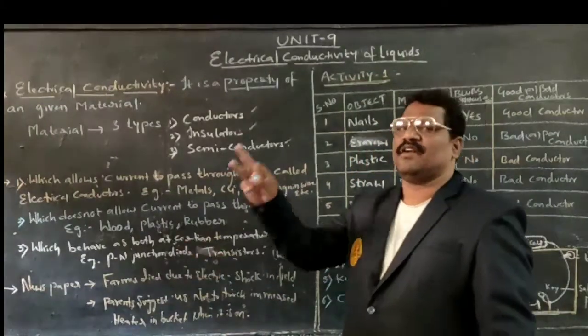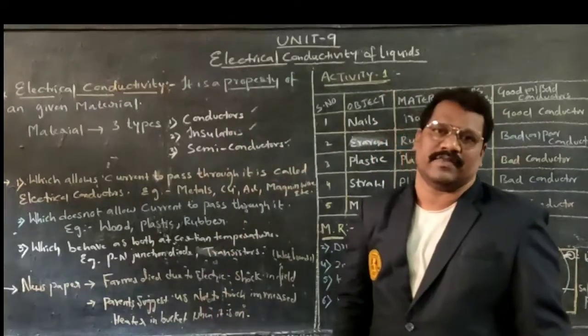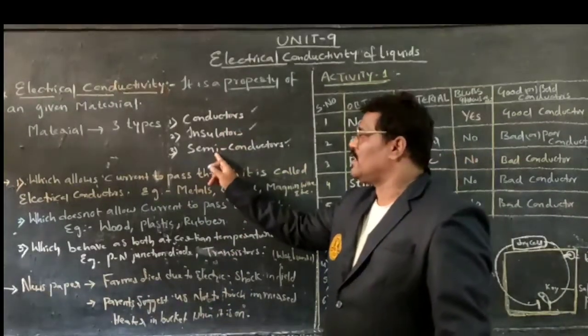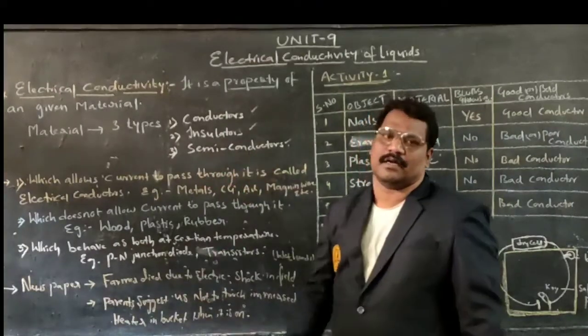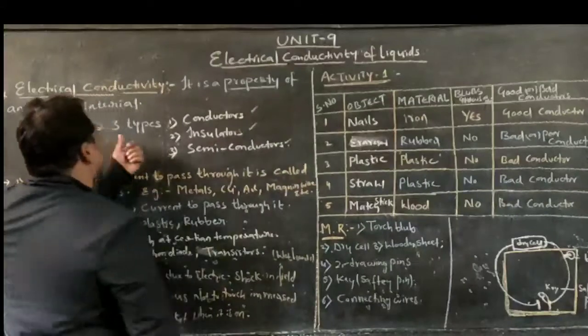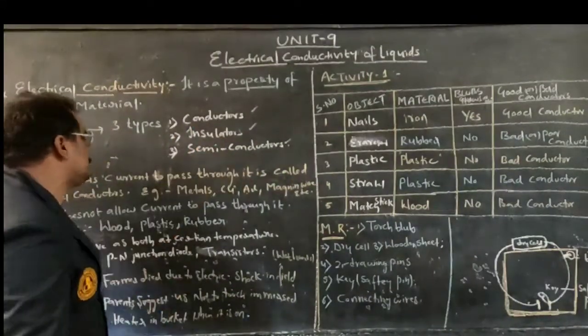Broadly, it can be classified into two ways, conductors as well as poor conductors, we can call them. But I have given a third one, that is semiconductor. First of all, what are called conductors? The materials will be of three types: conductors, insulators, semiconductors.